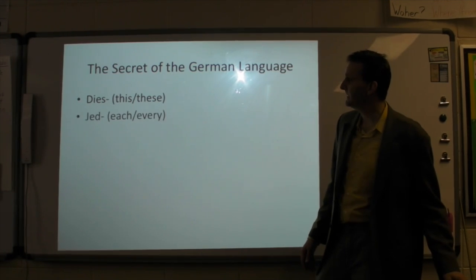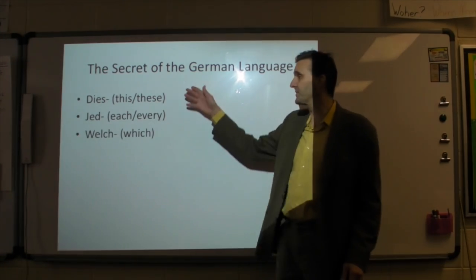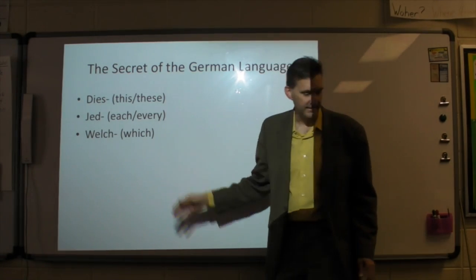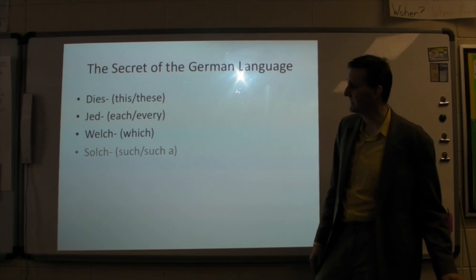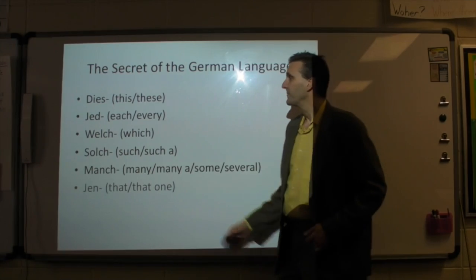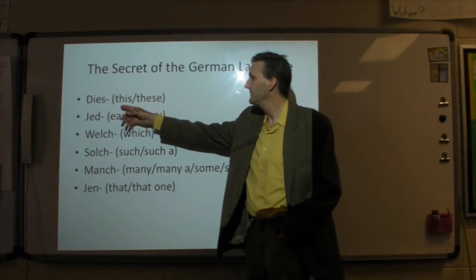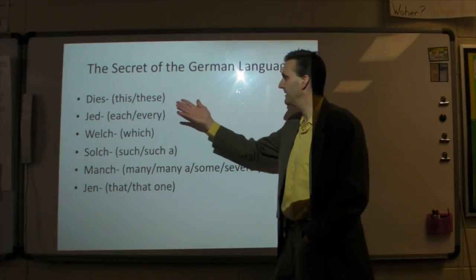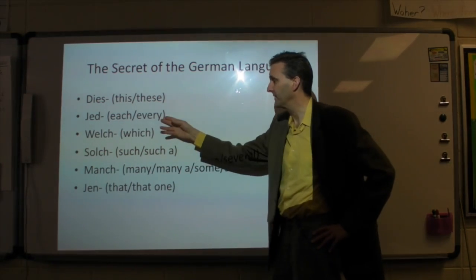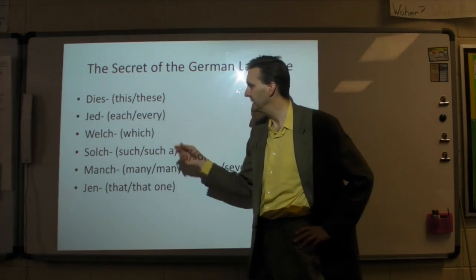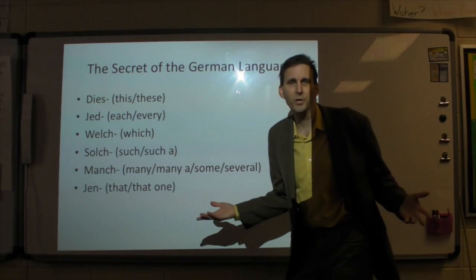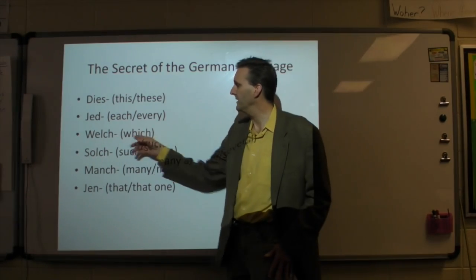We have dies, jed, and welch. These are the main ones, the ones that are used a lot. There are a few others that are used a lot less. There are 6 in total. Dies, you're going to hear all the time: diese, dieser, this or these. Jed, we use all the time: each or every, jed, jeder, jede. Welch is a question word: welcher Junge, so, which one?